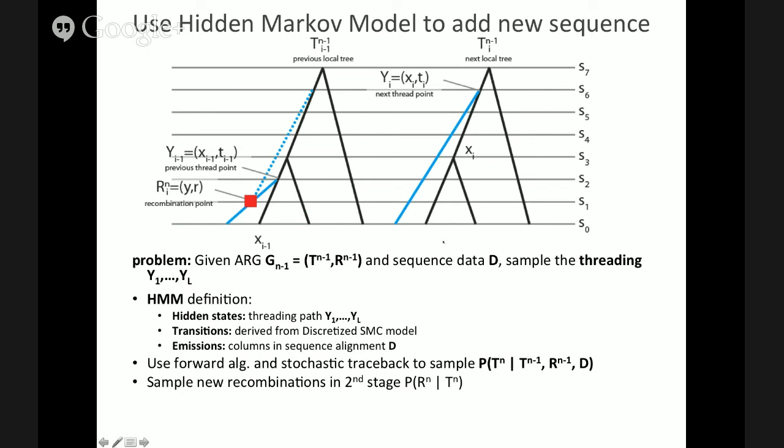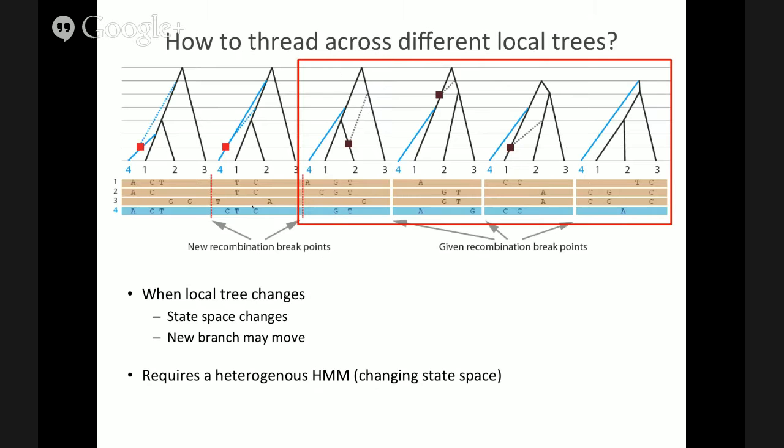And so not only can you sample where the branch occurs, but you can also sample where the individual recombination nodes occur. One kind of interesting thing about this algorithm is that we also have to consider what happens when the local tree changes out from underneath us. For each local tree, our state space is different. There are different branches to attach to. There might even be a different number of states depending on how big the tree is. And so this is a heterogeneous HMM.